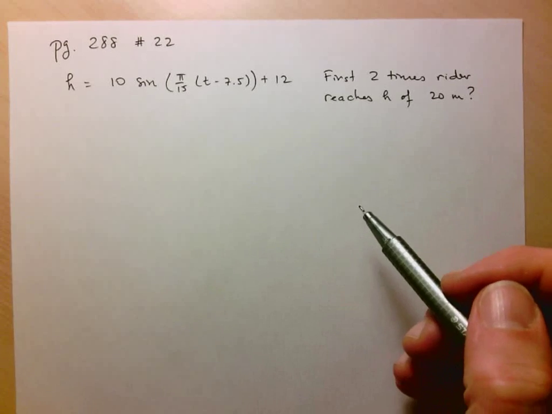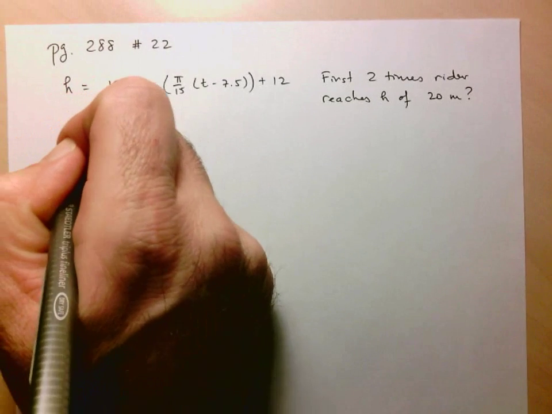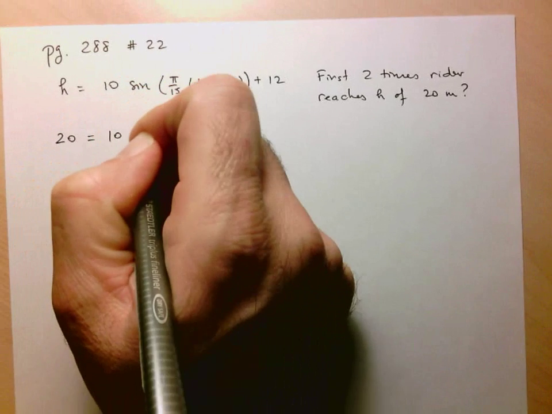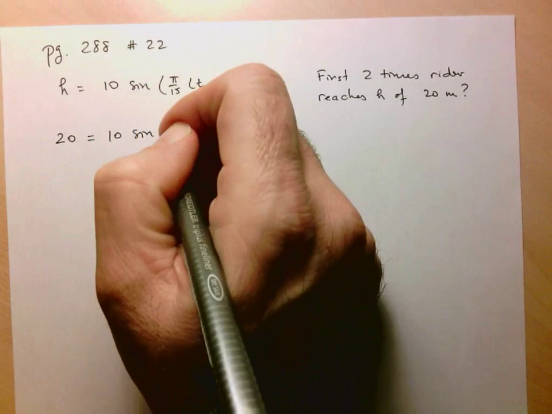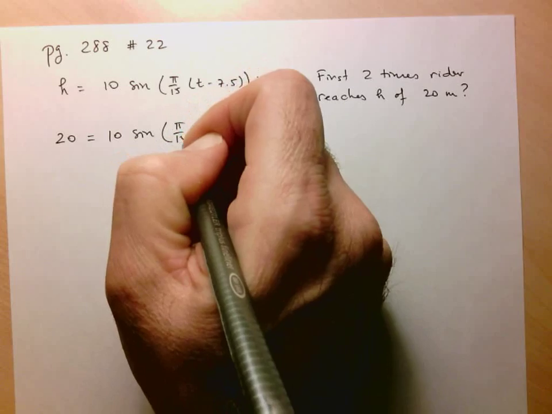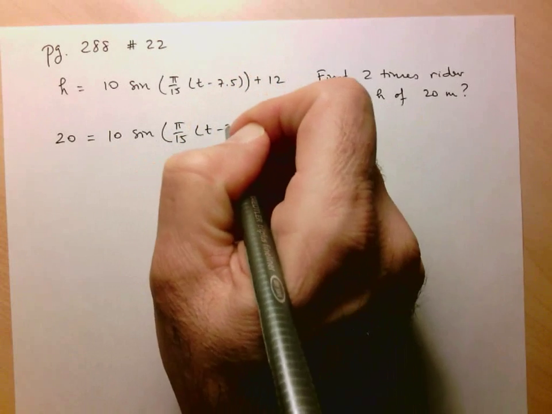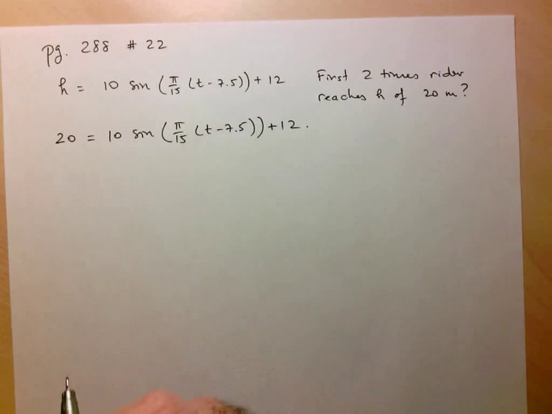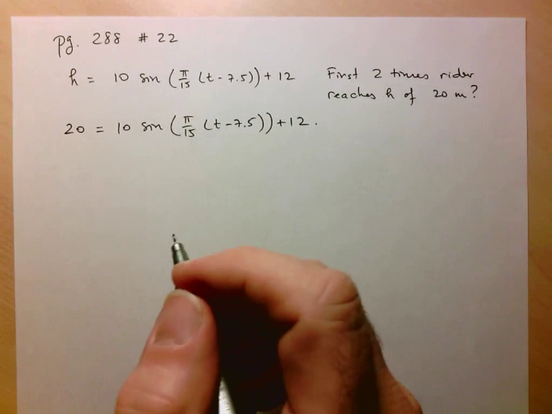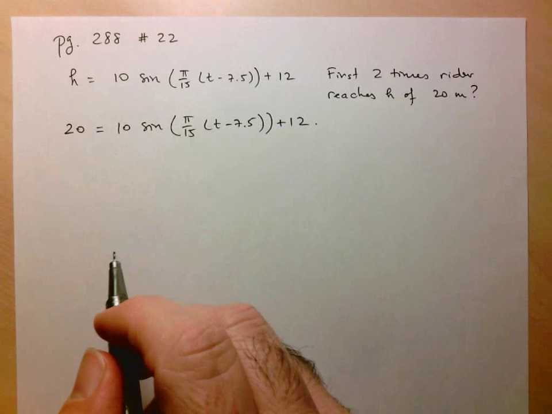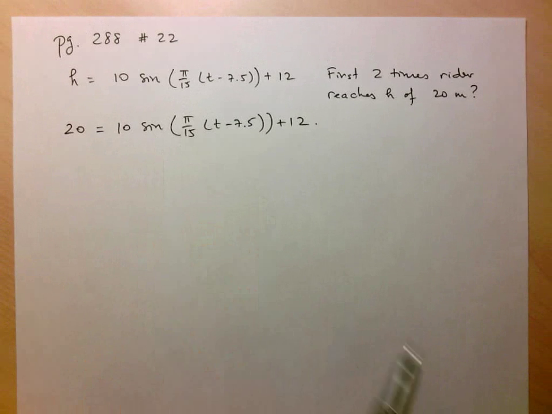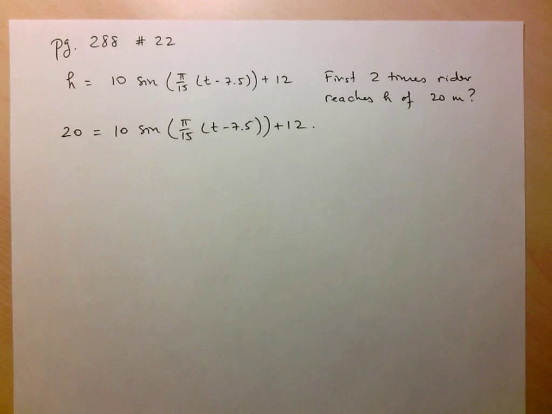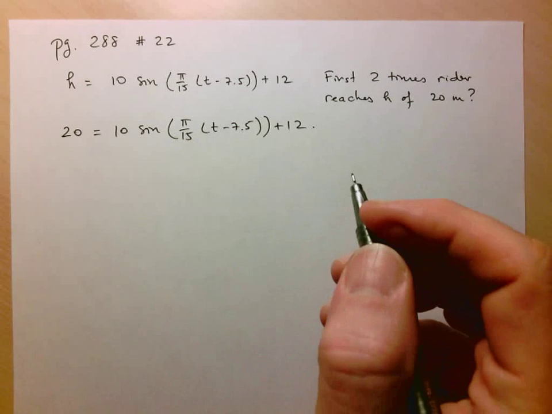Essentially what we're solving is h equals 20. There are going to be lots of times when the rider could reach a height of 20 meters, but we're only interested in those first two times. So this is the equation that we're solving. We start by trying to isolate the trigonometric expression, and then from there we'll use trigonometric methods for doing the rest.